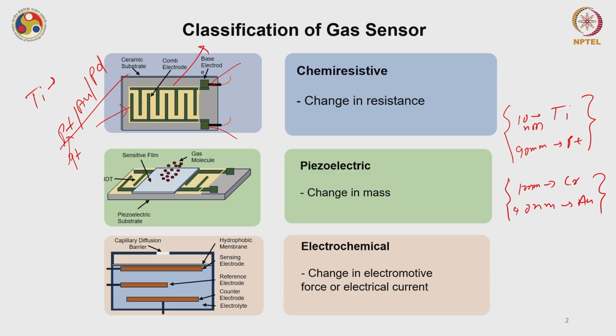This is the chemi-resistive device, where this sensitive film is usually made up of some semiconductor. This is a semiconductor material which is the receptor for this kind of device. It changes its resistance when it comes in the vicinity of a toxic gas. This is the chemi-resistive device.